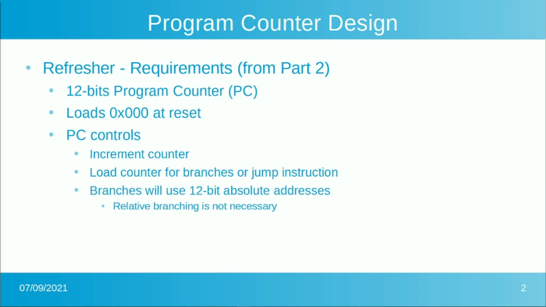And we decided that the branches are going to use an absolute address, so we don't need to do any relative branching. The full 12-bit address will be inside of the bottom 12 bits of the instruction, so we don't have to do any math on the current address and the branch, which you would have to do if it was a smaller branch. It's just a simplifying assumption that is easy to support in this architecture.